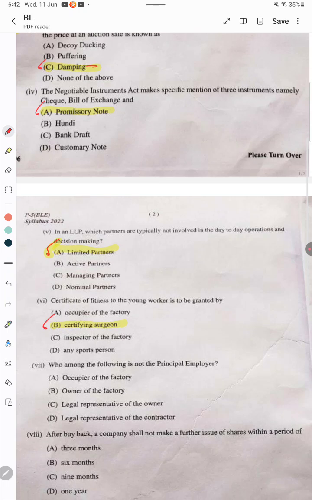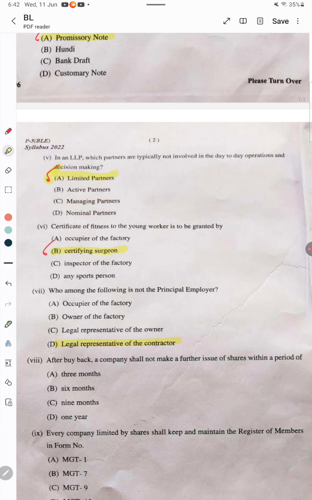And then: who among the following is not the principal employer? Number 1, occupier. Occupier is the principal employer. Owner of the factory is the principal employer. Legal representative of the owner is the principal employer. But in the question, who is asked, who is not the principal employer? So, the legal representative of the contractor is not the principal employer. That is the correct answer.